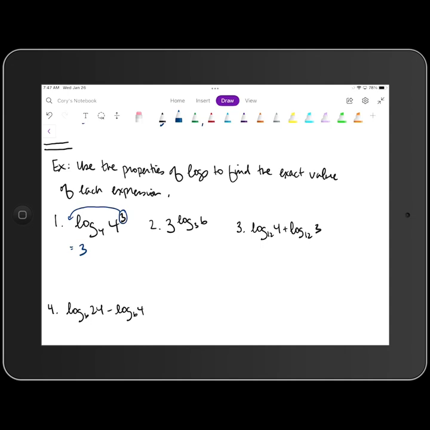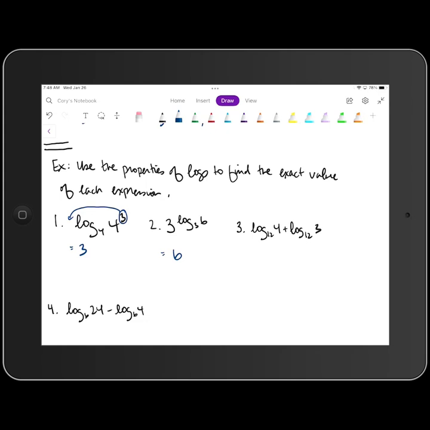For number 2, again, that's using property 3 or 4. You have 3 raised to the log base 3 of 6 power. Again, the exponential base 3 and the log base 3 cancel one another out because those are inverse functions. So the value of that expression winds up being equal to 6.